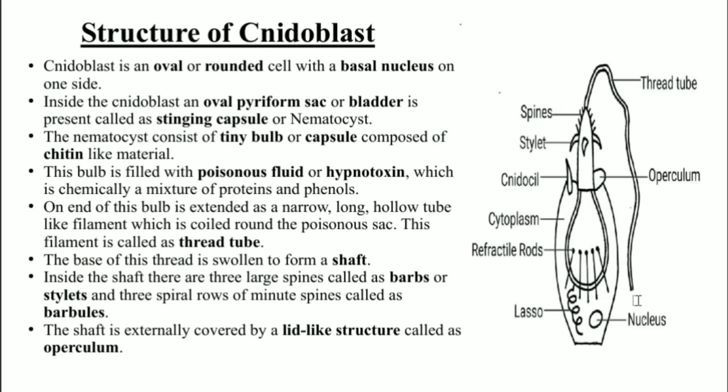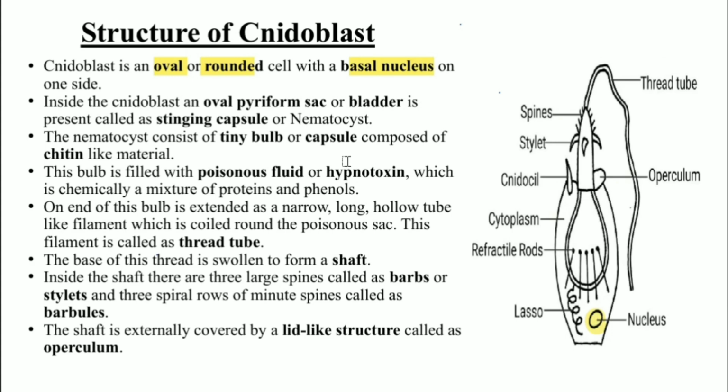Now, the structure of cnidoblast. The cnidoblast is an oval, rounded, with a basal nucleus. This is the structure of the cnidoblast, and inside this the nematocyst is present. This is the nematocyst, and this whole cell is the cnidoblast. It is oval or rounded and with the basal nucleus. This nucleus is present in the base and it is shifted on one side, either on left or right.